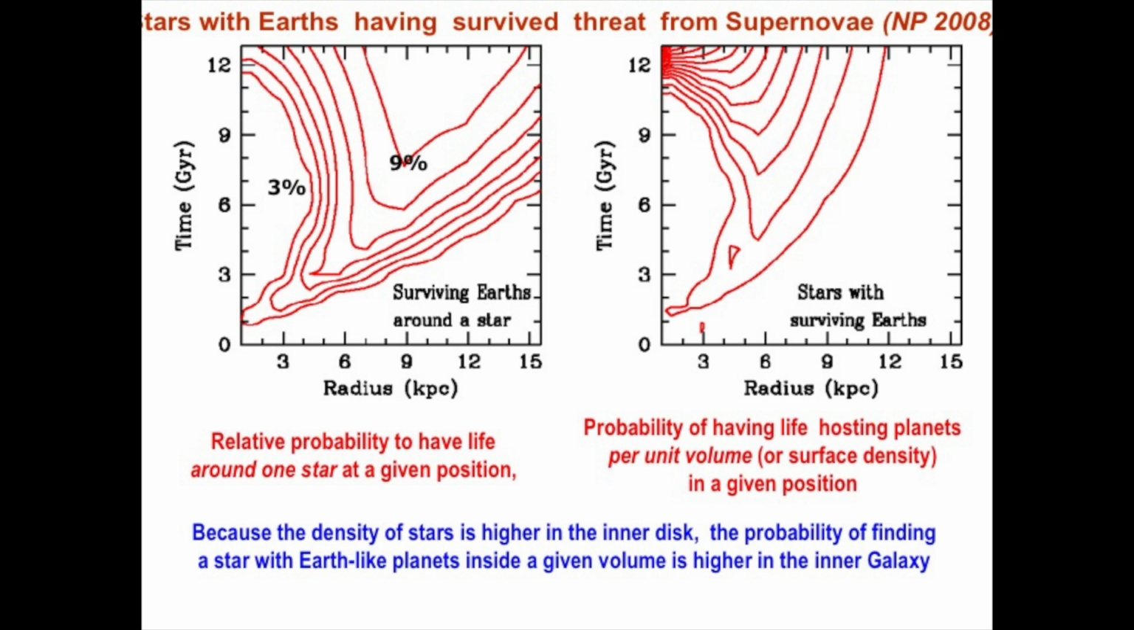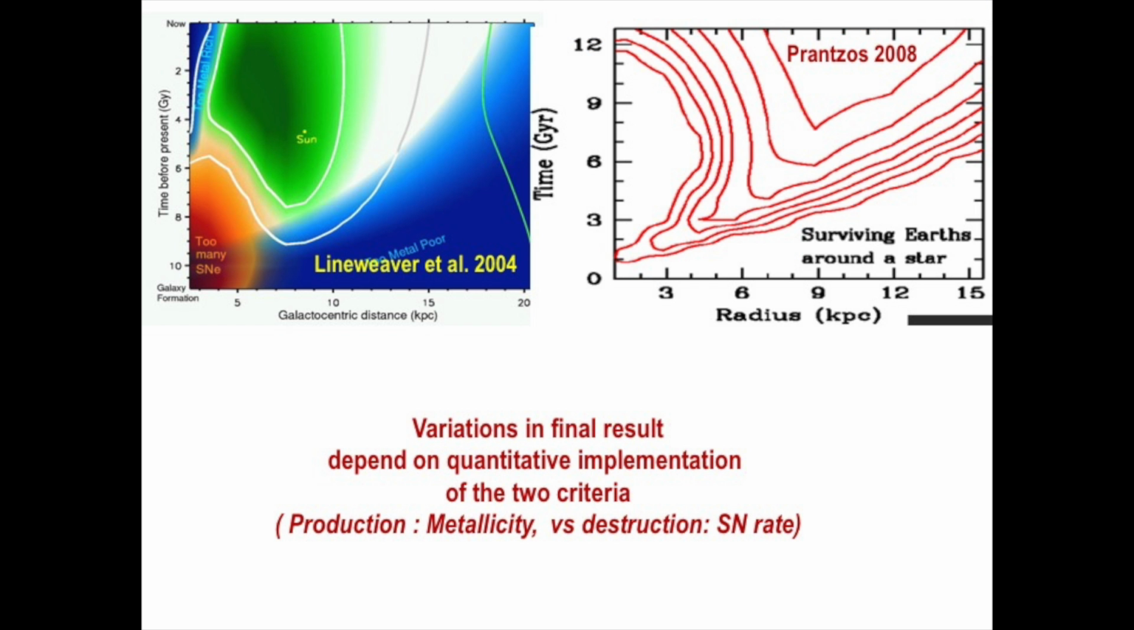This is the probability of having life around one star at a given position, and this is the probability of having life hosting planets per unit volume or surface density in a given position. So if you look at this diagram, the term galactic habitable zone doesn't have so much meaning. This is the difference between what Lineweaver found, and these are my calculations.